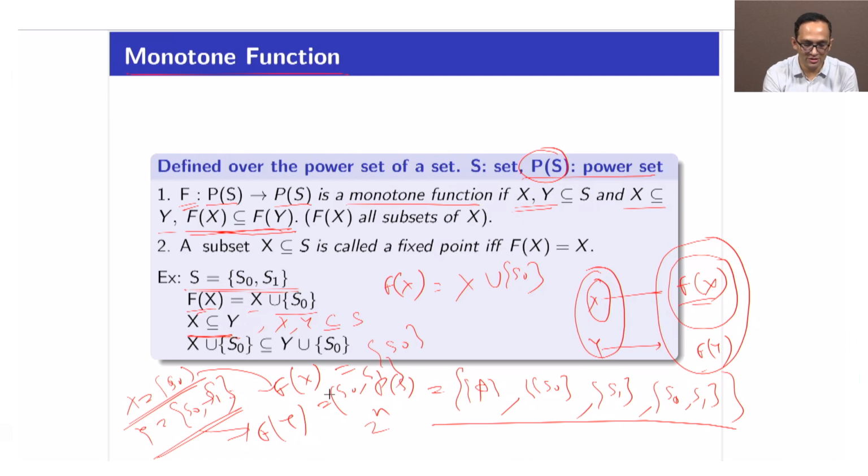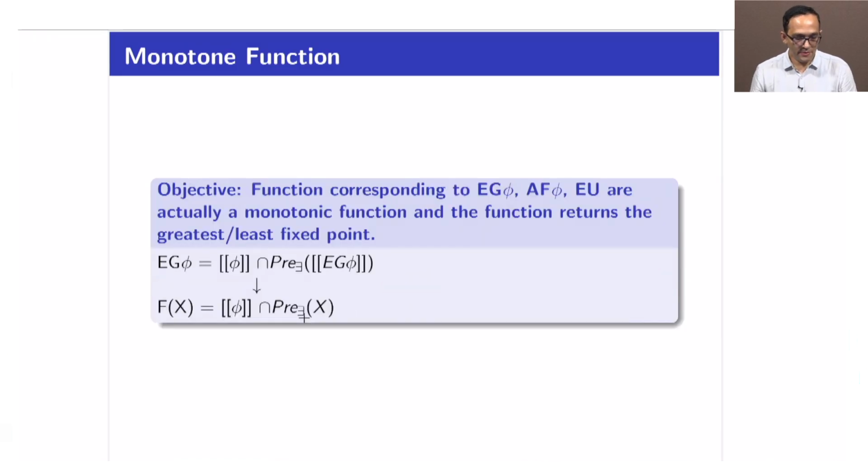So then still this f(x) is a subset of f(y), right, because it has S0, and it has S0 and S1 both. So I will say this function is a monotone function, okay, and this is not true for only one subset, it should be true for every subset, okay. So what is our objective, why am I taking this monotone function?